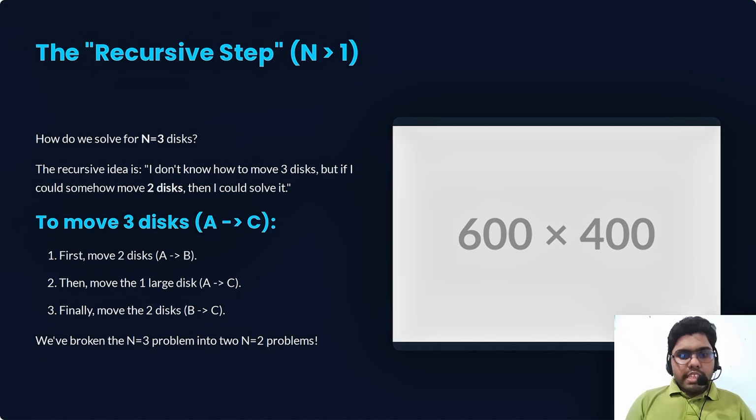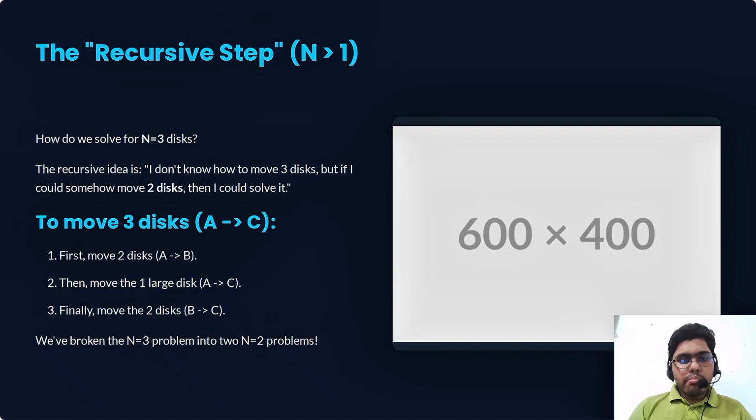Now the magic happens when we have more than one disk. Let's say we have n equals 3 disks. How do we solve it? The recursive mindset is this: I don't know how to move 3 disks yet. But what if I could magically move 2 disks? Then I could solve it. And that's exactly what we do.